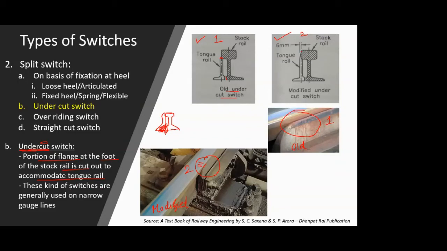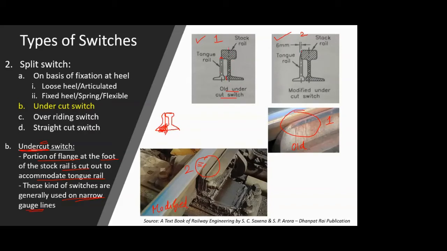And again, these kinds of switches are used at narrow gauge lines. Now, just give it a thought: why are these types of switches used in narrow gauge lines? What we are doing is actually cutting the stock rail. We all know the stock rail is the main rail over which your wheels move, and in case of changing the track, one of the wheels will go on the tongue rail. So when you are cutting the stock rail, you are disturbing its symmetry as well.